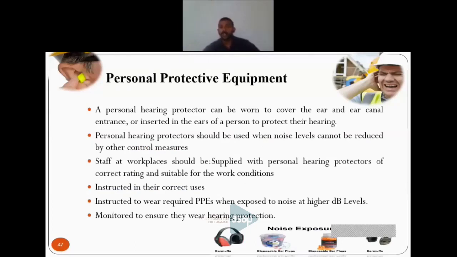And the staff who are working, we have to guide them and compel them to wear the protective equipment. And all these ways, or instructions to wear the personal protective equipment, are to reduce the noise. So all these things come in module number 4.